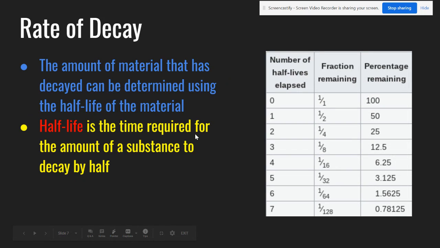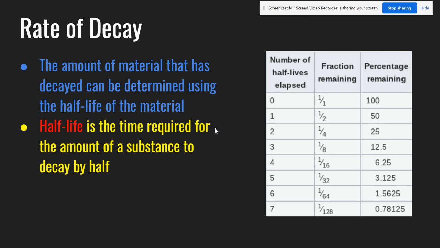Okay, so radioactive materials and isotopes have something that we call a half-life. It's the rate that they decay. So it's the amount of time that it takes for something to decay by half. So this is kind of the table that they showed you in Edgenuity. When we first start out, we have 100% remaining. After one half-life, we have half the material remaining, so it's 50%. After two, we have a quarter of the material remaining, that's 25%, and so on.